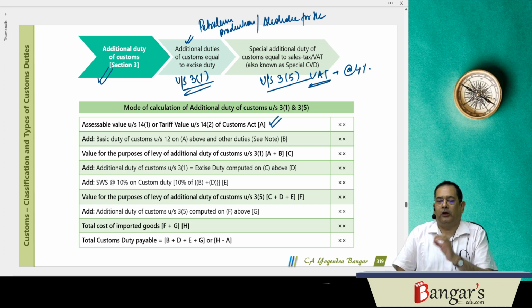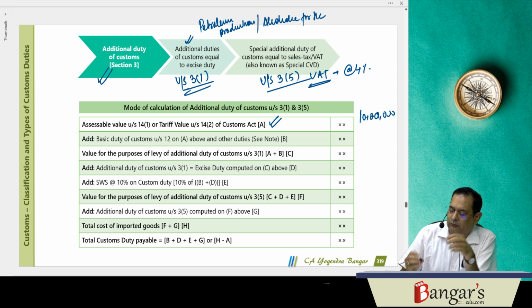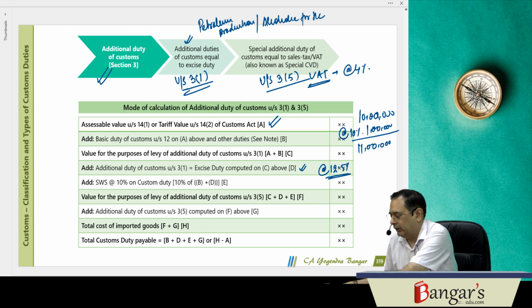First of all, assessable value will be determined. Say 10 lakh is the assessable value. Then basic custom duty is levied at the rate of 10%, 1 lakh. Then this will be the value for the purpose of levy of additional duty of customs under section 3(1). Additional duty of customs is levied at the rate of, say, 12.5%. Excise duty in India is levied on such commodity at the rate of 12.5%.